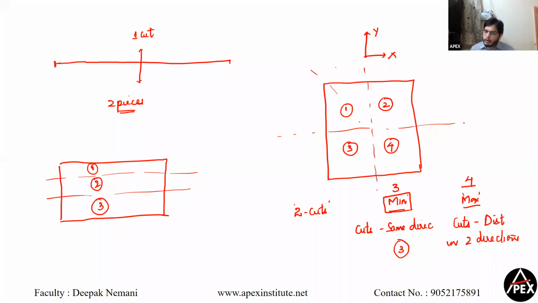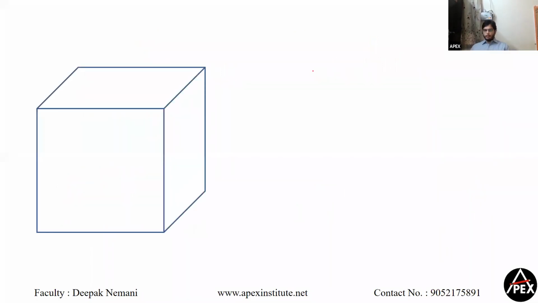Or you can also cut them diagonally. Then also you will be getting 4 pieces. But the logic here is, when you distribute the cuts in two different directions, you will be getting maximum number of pieces. Clear, guys? Any doubts? Easy, right? If you have any doubts, quick responses. Clear. Now, we have discussed one-dimensional line, two-dimensional plane, and now coming to the three-dimensional cube.